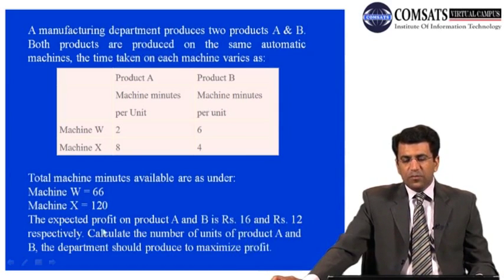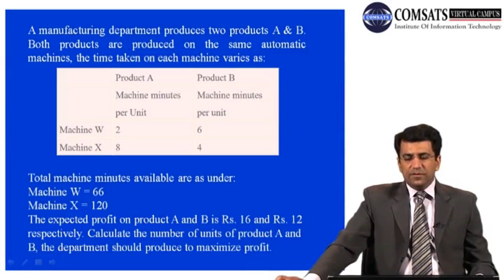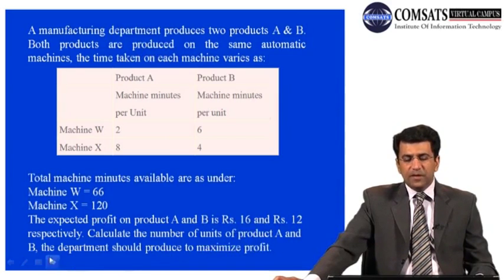The expected profit on product A and B is rupees 16 and rupees 12 respectively. What is meant by that? If we produce 1 unit of product A, we will get a profit of rupees 16, and if we produce 1 unit of product B, we will have a profit of rupees 12. Calculate the number of units of product A and B the department should produce to maximize the profit.